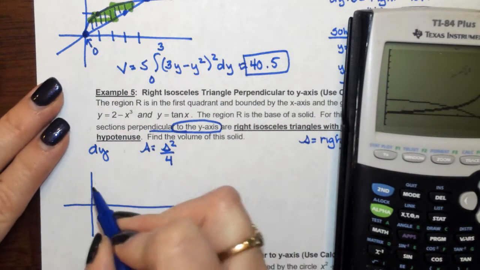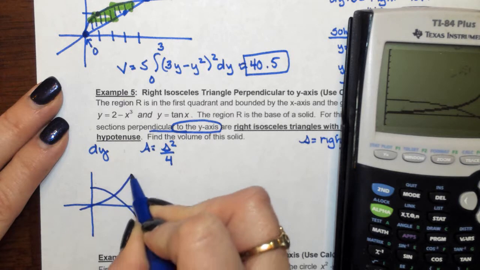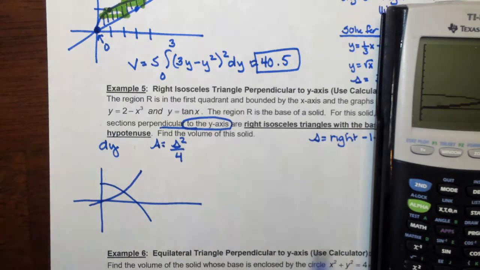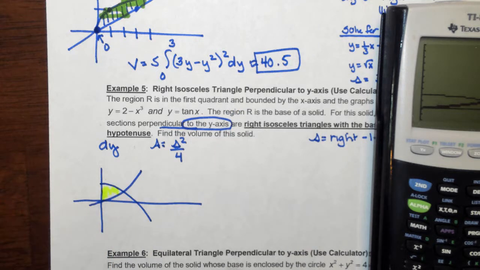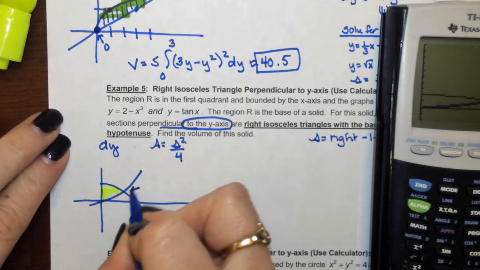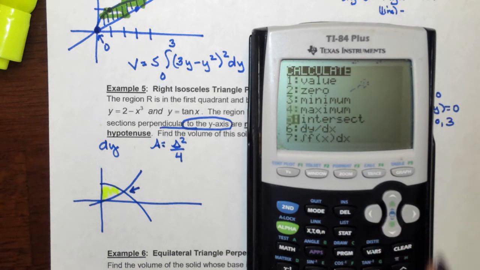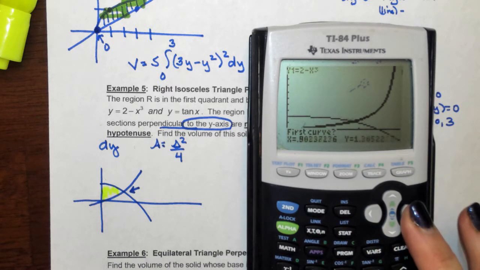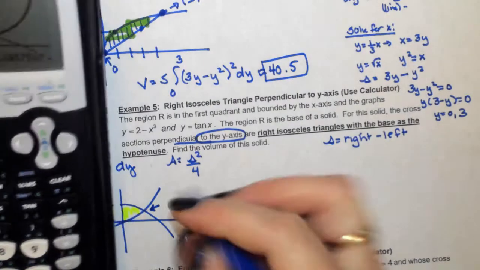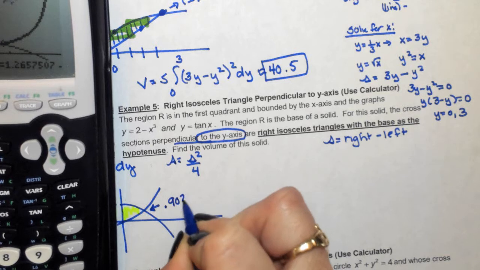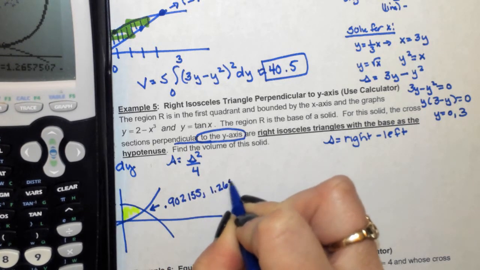So then my graph sort of looks like this. Again, I'm going to calculate the volume of this region right in here. I have to find this point of intersection, so I'll go under second trace, intersect. I end up with 0.902155 and 1.2657.